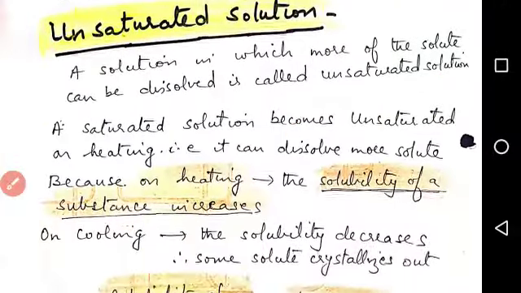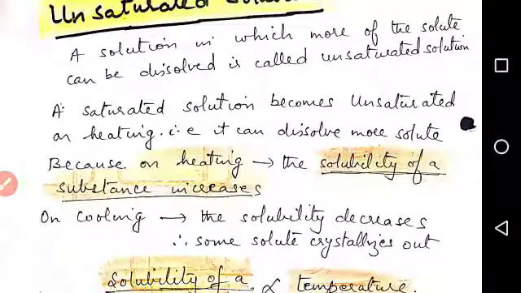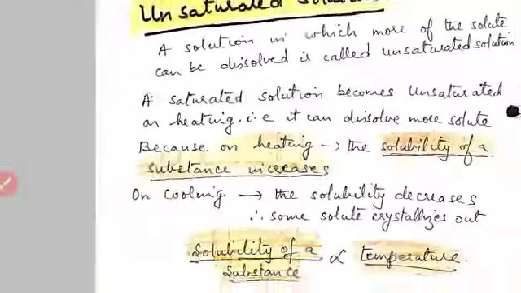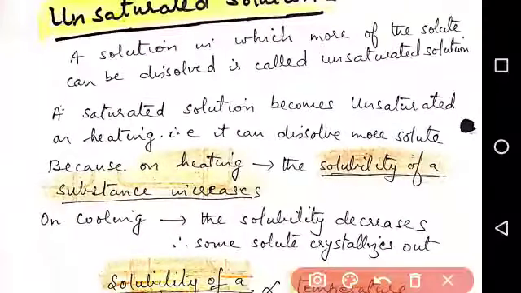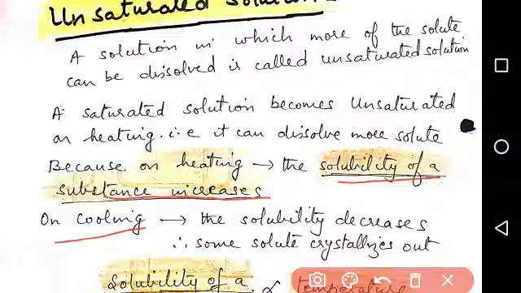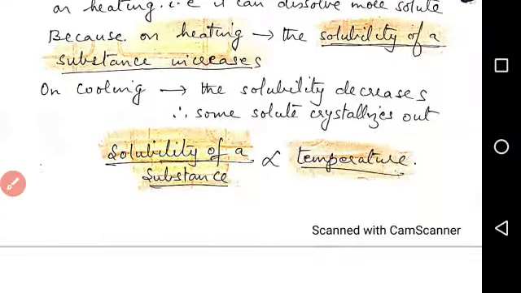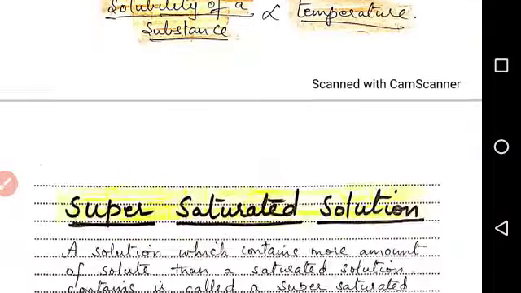A saturated solution becomes unsaturated on heating. Why? Because on heating it can dissolve more of the solute, because the solubility of a substance increases on heating. Similarly, on cooling, the solubility decreases, that is, some solute crystallizes out. So the solubility of a substance is directly proportional to the temperature. The higher the temperature, the more soluble the substance is. The lower the temperature, the less soluble the substance is.